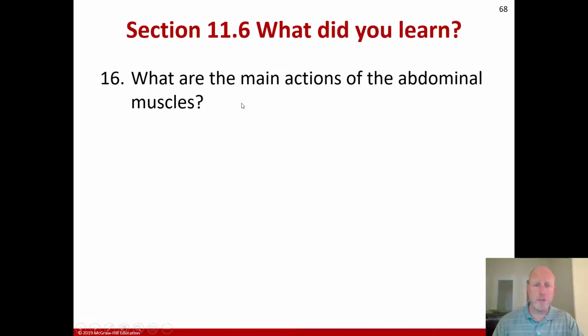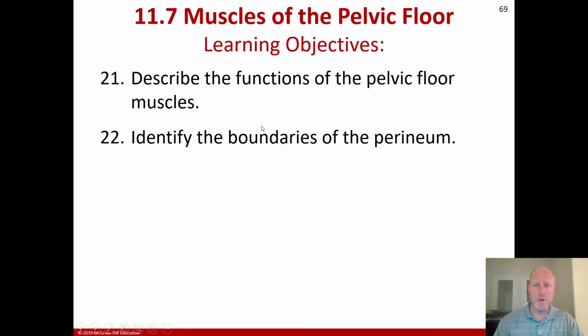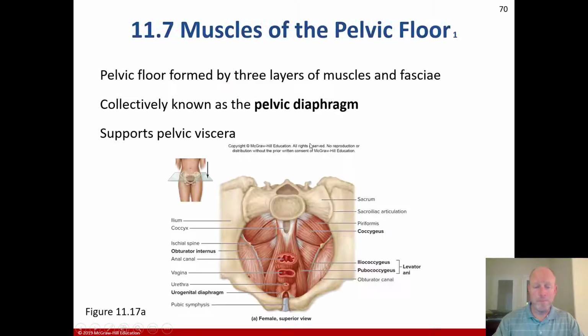So for this section with the abdominal wall, you should be able to simply answer what are the main actions of the abdominal muscles and their generalities for each basic function. And then we're going to talk about the muscles of the pelvic floor. Here we should be able to describe the functions of the pelvic floor muscles and identify the boundaries of the perineum. The pelvic floor is formed by 3 layers of muscles and fascia, and it really should be fascia typically. The extra letter is not typically used in most situations here. Collectively known as the pelvic diaphragm, it supports the pelvic viscera, all the organs there.